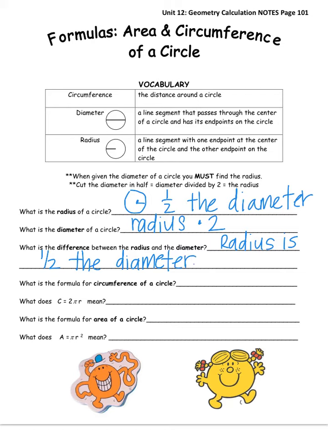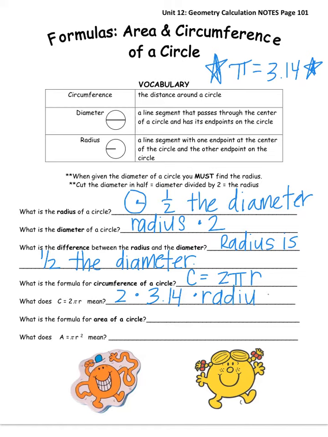The formula for circumference is circumference equals 2 pi r. For pi, let's make a note. Your formula sheet will also say this. Pi is equal to 3.14 for Math 7 purposes. So that means circumference is equal to 2 times 3.14 times the radius. The formula for area of a circle is area is equal to pi times radius squared. What does that mean? 3.14 times radius times radius.